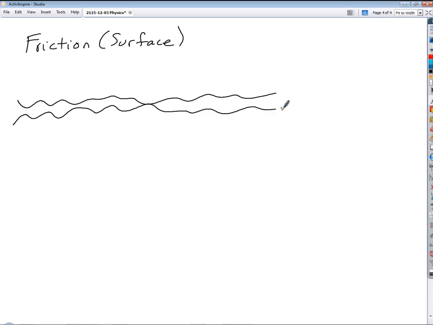Yeah, to be really technical, it's the little bumpies. When they run into each other, that causes friction, right? That provides a stopping force. So why would one surface be slipperier than another surface?